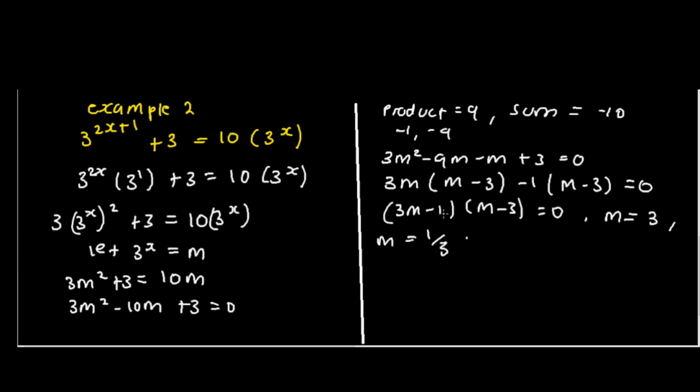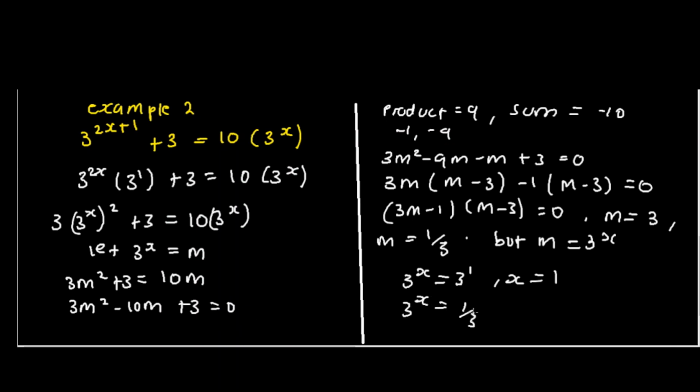Once we get our values of m, we take it back and say that m is equal to 3 to power x. So we shall have 3 to power x being equal to 3, and this is the same as 3 to power 1. So we compare the indices, and we say that our value of x is 1, and that is our first unknown. And then we also get 3 to power x equal to a third.